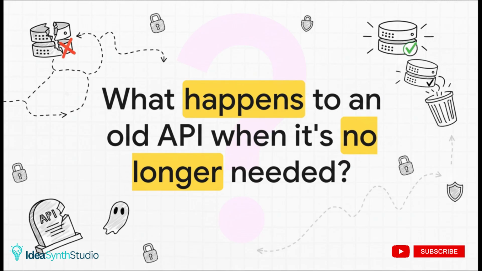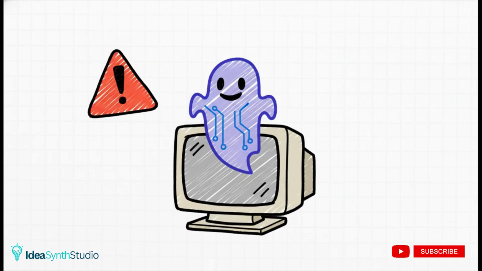You build an API, it does its job for a while, and then, inevitably, it gets replaced or just becomes obsolete. So what actually happens to that old code, that forgotten endpoint, just sitting out there? Well, it can become what some people call a zombie API, basically a ghost in your machine. It's not being maintained, nobody's monitoring it, but it's often still plugged into your systems. Think of it like an abandoned building. If you don't demolish it properly and safely, it becomes a huge hazard for the whole neighborhood.